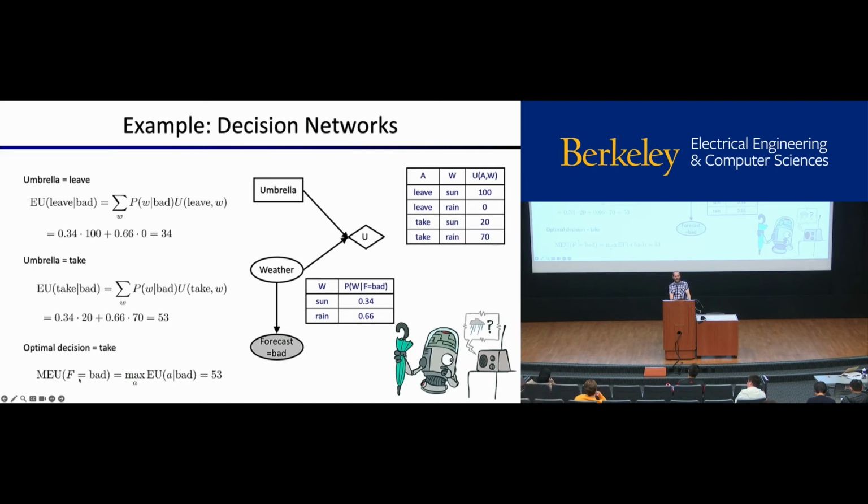Before we had an empty set here because there was no information we were conditioning on. Now we're conditioning on this information that the forecast variable takes the value bad. And so this is computed as the maximum over actions of the expected utility of that action given the forecast being bad. So this is as much a slide telling you about how to write this down as about how to compute this. There are various pieces of notation that we use here.